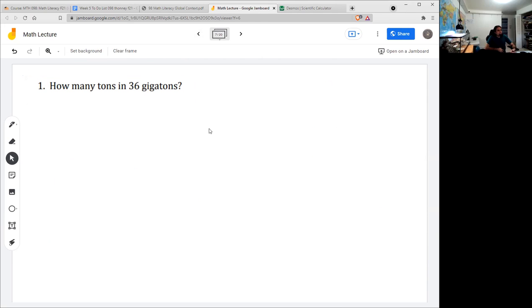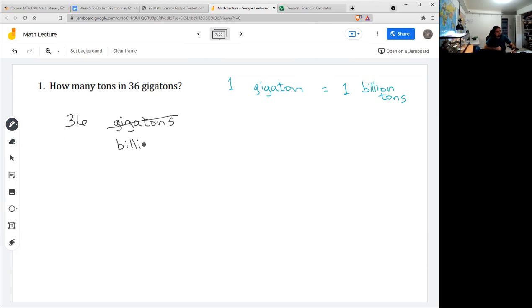We could just write this as a kind of sloppy thing. We could say 1 gigaton is 1 billion tons. And wherever we see the word gigaton, we'll just replace it with billion tons. So we'll take 36 gigatons and say, get rid of that and put in billion tons.